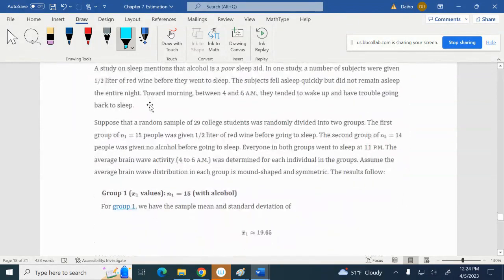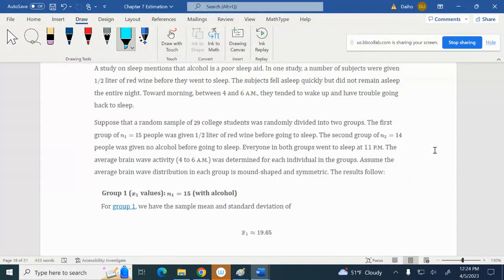So now, how many students? We recruited 29 college students, totally 29, and we divided them into two groups, 15 and 14. The first group, 15 people, was given half a liter of red wine.